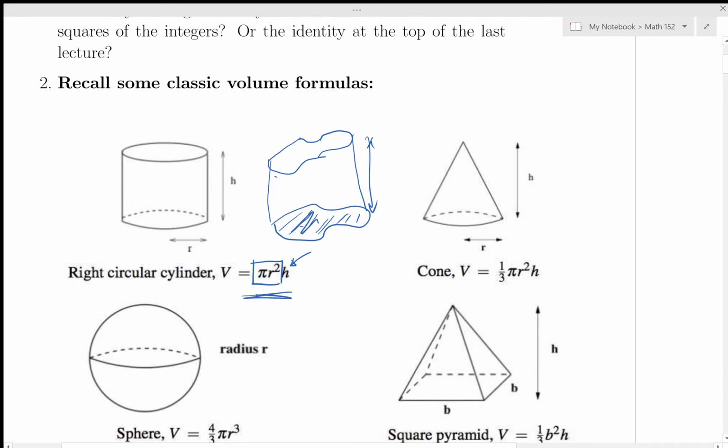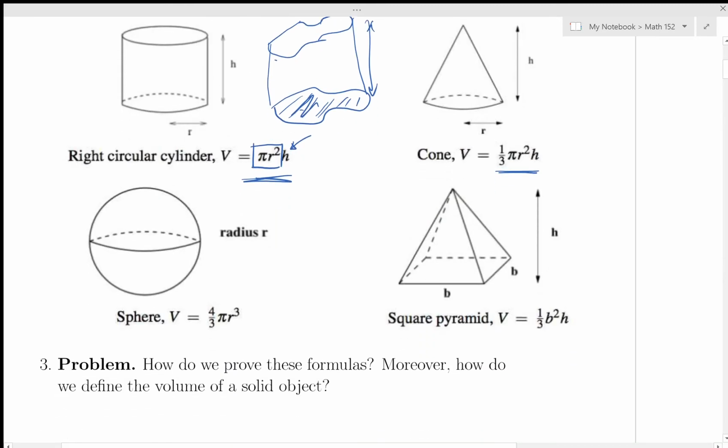Okay, the cone, the volume of the cone. We're going to see where that 1/3 comes from. So the volume of the cone is 1/3 pi r squared h. We have the volume of a sphere, 4/3 pi r cubed, and we have a square pyramid, 1/3 the base squared times the height. So we see this 1/3 coming out a couple of times.